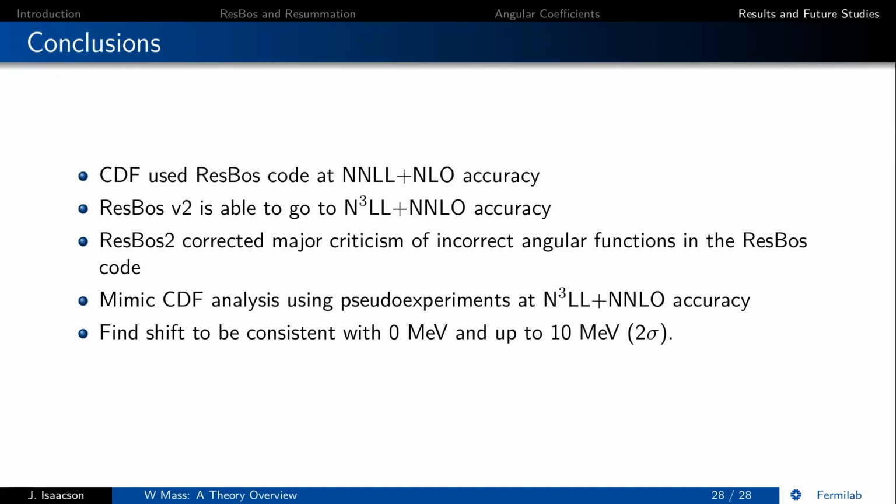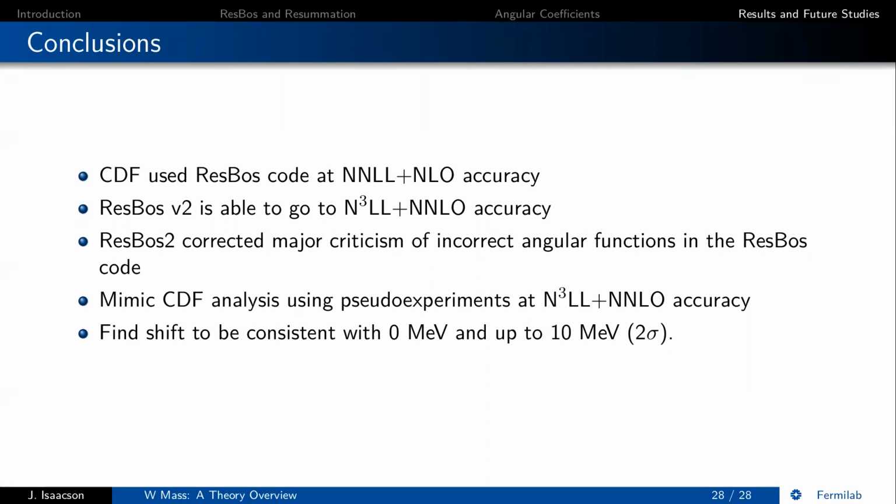The fact that they see this large deviation raised a lot of concerns about what would have happened if you were able to go to higher accuracies, if you were able to really do this at higher precision. And so the new Resmos code, the V2 version, can go to N3LL plus NNLO accuracy. Additionally, this new version corrects these incorrect angular functions in the Resmos code. By taking both this higher order effect and these correct angular functions, we mimicked the CDF analysis, tuning our lower order prediction to reproduce our pseudo experiments at higher accuracy.